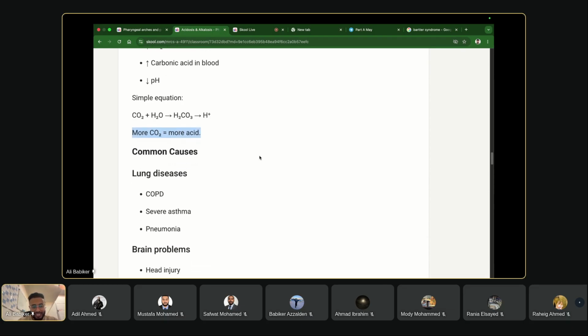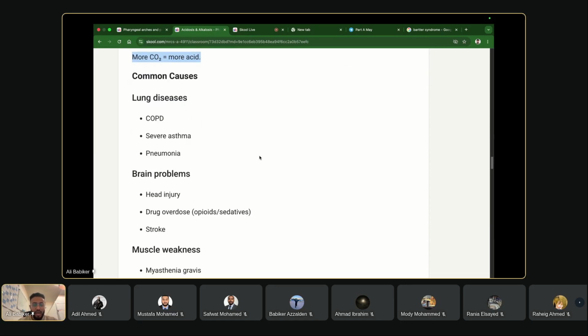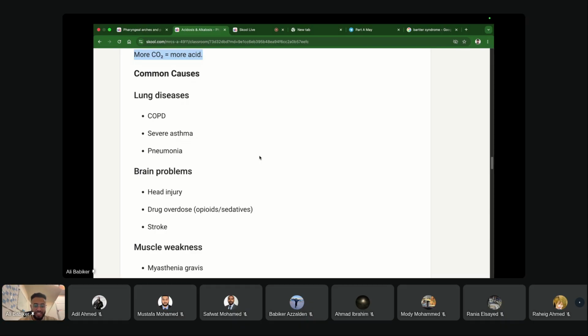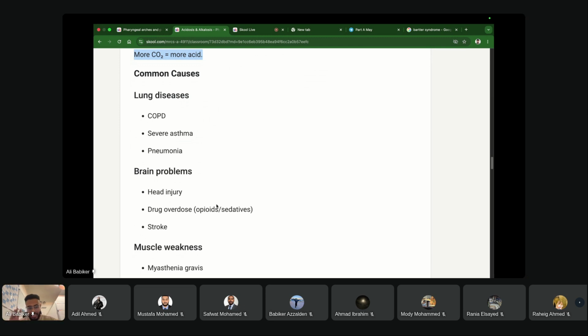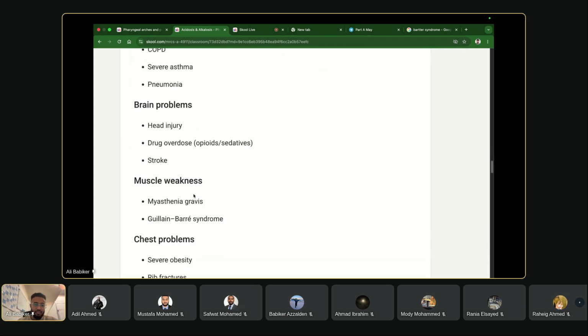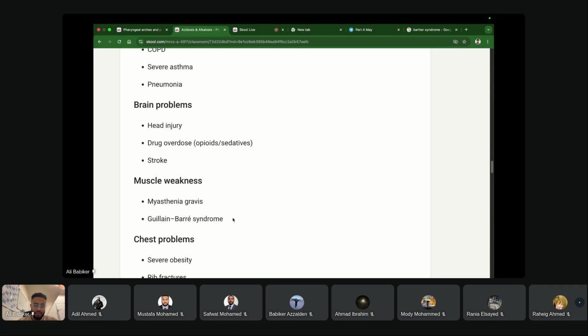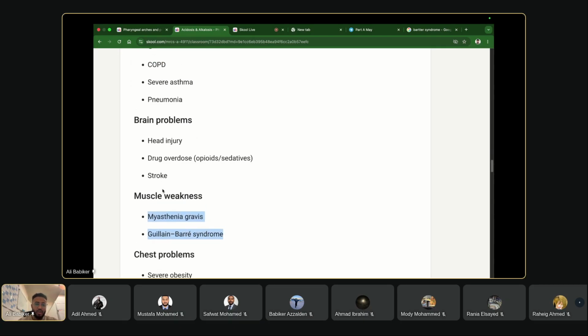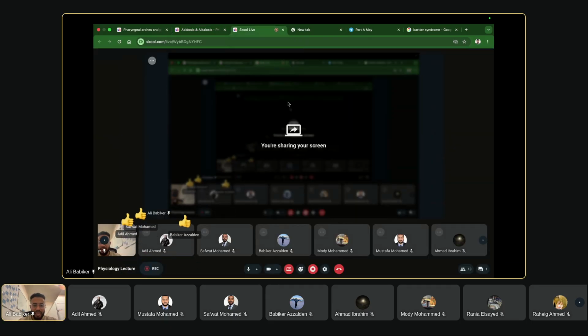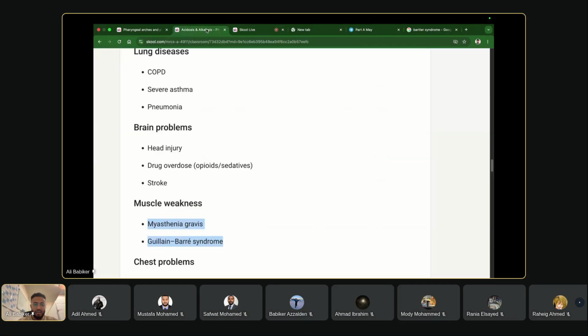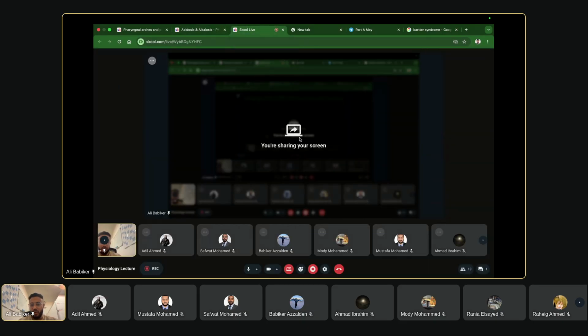Common causes: lung disease like COPD, severe asthma and pneumonia, brain problem like head injury, drug overdose like opioids. Always think of opioid as a drug that reduces your ventilation. Muscle weakness, myasthenia gravis and Guillain-Barré syndrome. Why may this lead to respiratory acidosis? Why do myasthenia gravis and Guillain-Barré lead to acidosis?